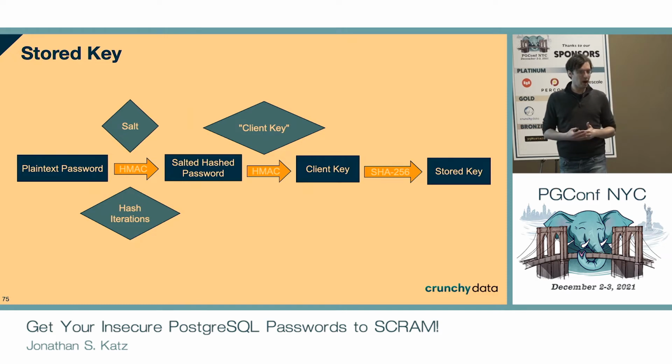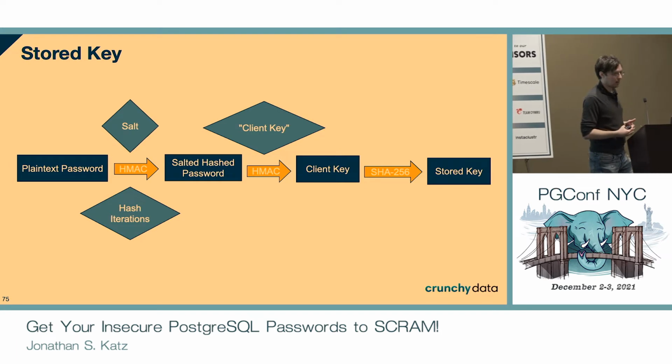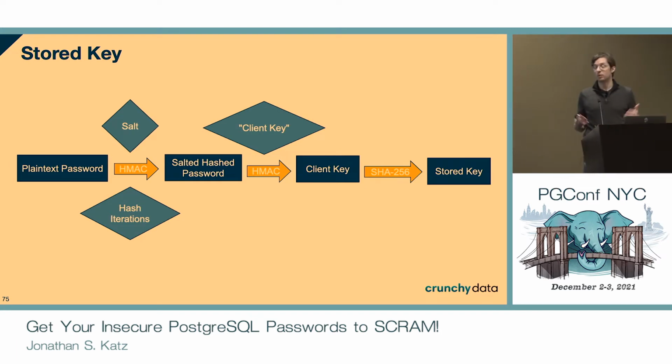One of the questions is, well, why are we doing this? The short answer is this is what the algorithm states that you should do in the RFC. But the idea is that you're introducing enough cryptographic entropy, or entropy might be the wrong word, enough cryptographic steps that it's going to be very hard to derive the password, at least in a reasonable amount of time. We'll also see why the stored key is very useful when we go through the actual SCRAM algorithm.